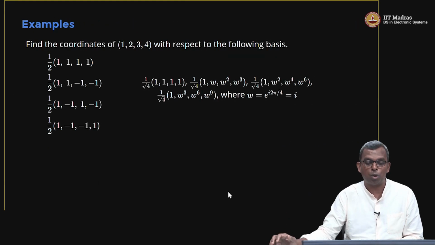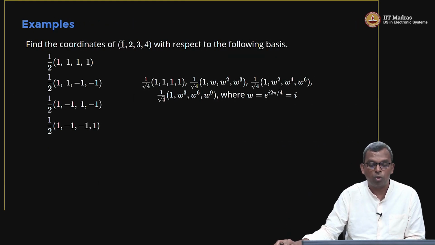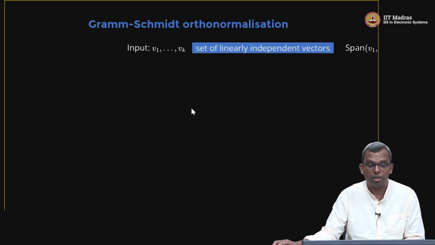Here is a problem which you can try. If I give you the vector 1, 2, 3, 4 and I want coordinates with respect to the Hadamard basis or the Fourier basis, all I need to do is take dot products. But when you take dot products with complex vectors, remember the conjugate. Do not forget the conjugate, but it will work out. So you will get coordinates very easily just using the orthonormality. That is one idea which is very useful.